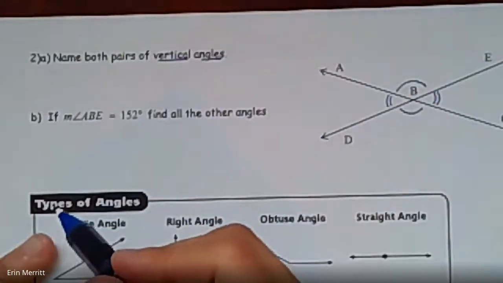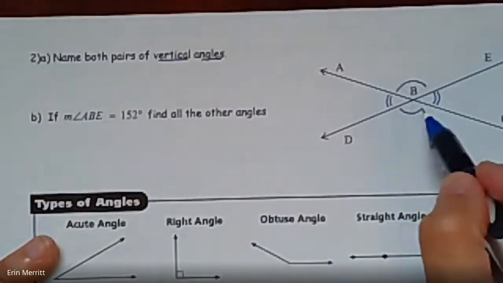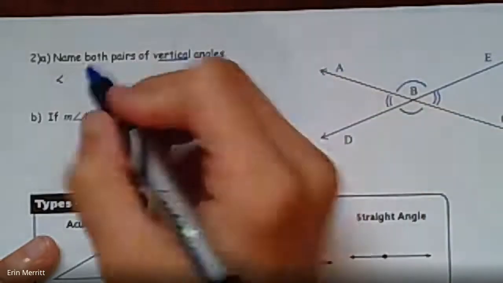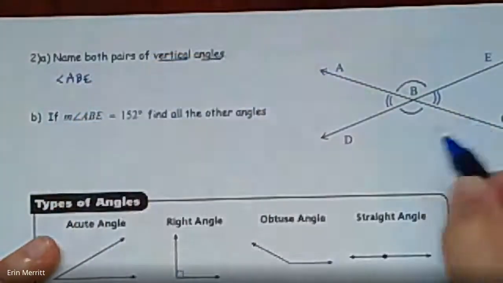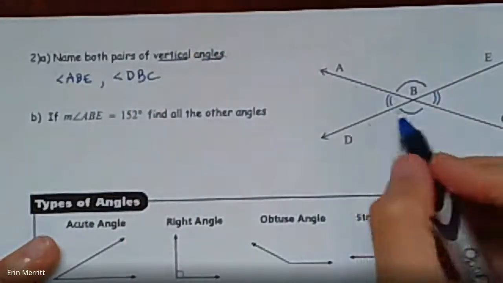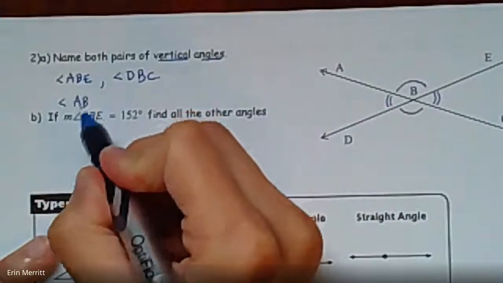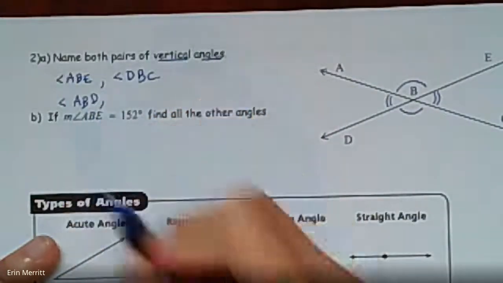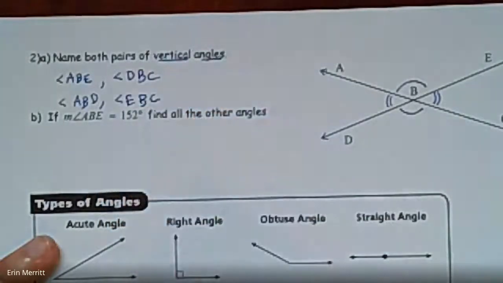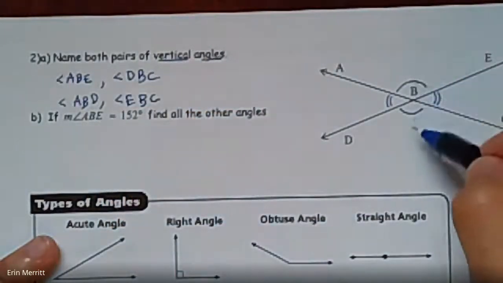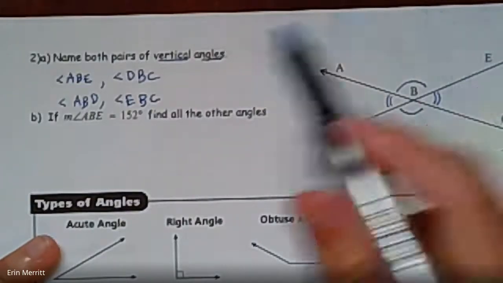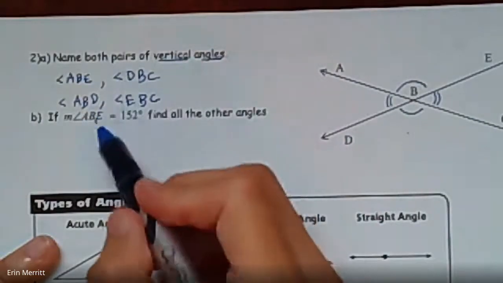So when it says name the pairs, I can't call them angle B. There's too many angles going on. So I need to use the 3 letters in this case. So I can say ABE, and then angle DBC. That would be the top and bottom. And then the sides, angle ABD and angle EBC. Now, could we have really shortcut and put the numbers 1, 2, 3, and 4 in here and use those? Yep, and we'll do that often. For this part, though, since we got stuck with the letters, it makes it a little easier.